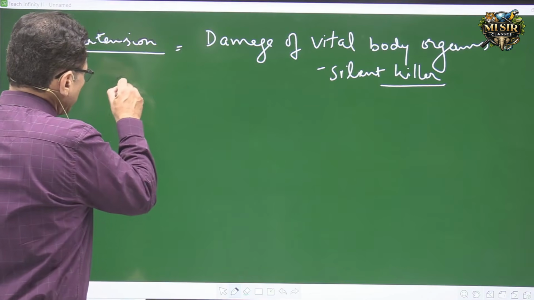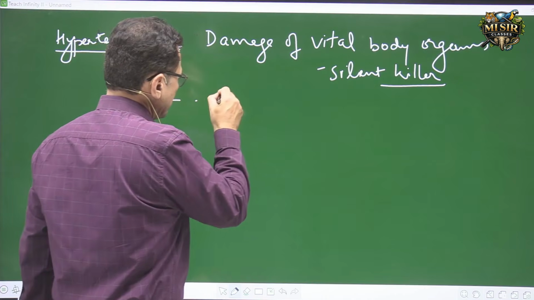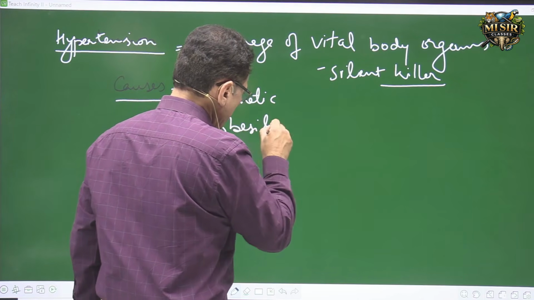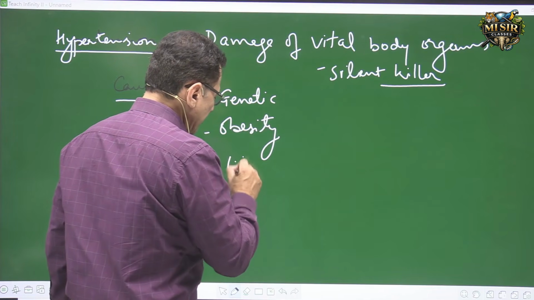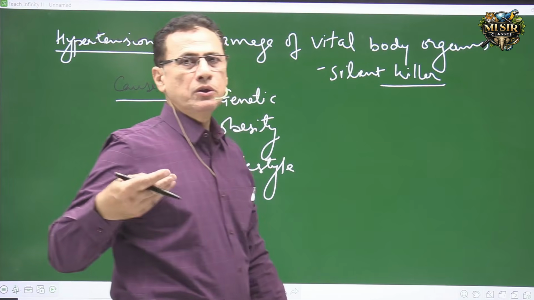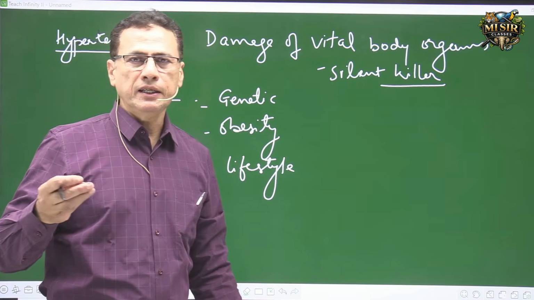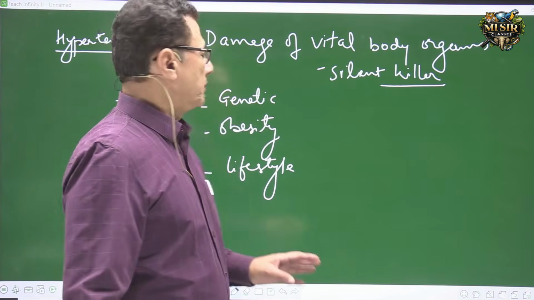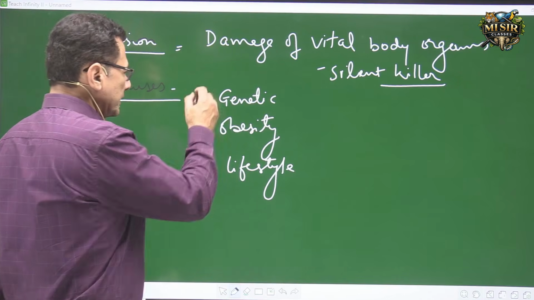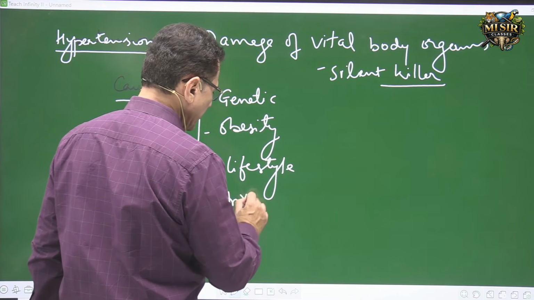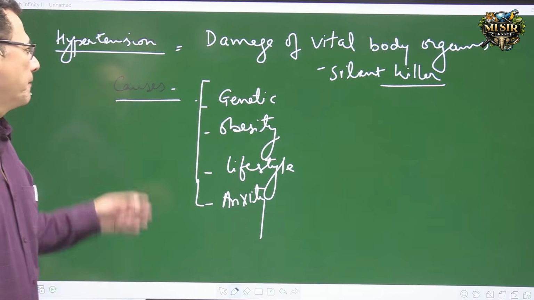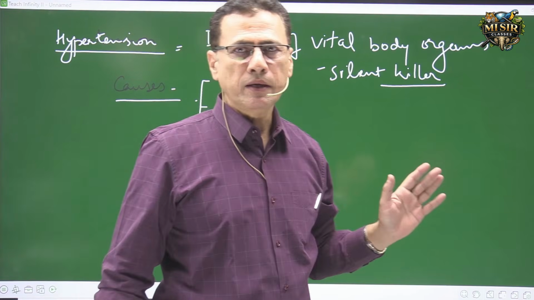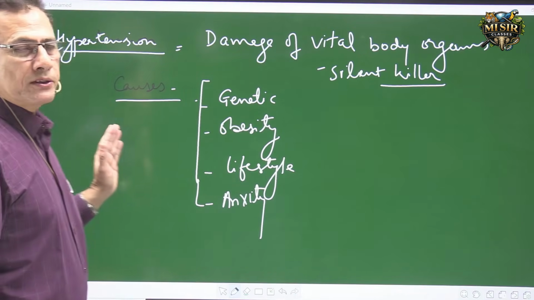Now, what are the causes? Important causes. Causes are many. Genetic. It may be due to obesity. It may be due to lifestyle. Lifestyle includes consumption of alcohol, taking various narcotic drugs, taking any other medicine also, and I'm not going into the detail of what are the chief causes. Anxiety, no doubt. These are the important few causes of hypertension. It has to be treated, and the treatment is usually continued for a longer duration. This is one disorder which is discussed in NCERT.